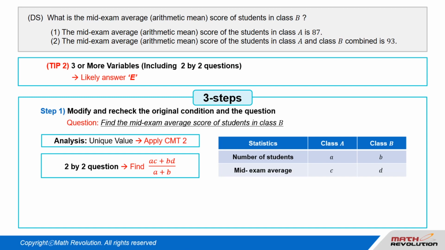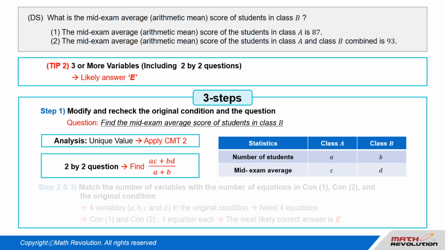Remember these 2x2 questions related to statistics. They often appear in the exam. Sometimes the questions ask for average weight or the average height. Don't forget that the most likely answer is E. We are dealing with 4 variables, A, B, C, and D, and we're looking for the value of (A times C plus B times D) over (A plus B).